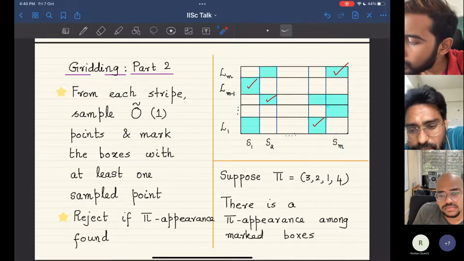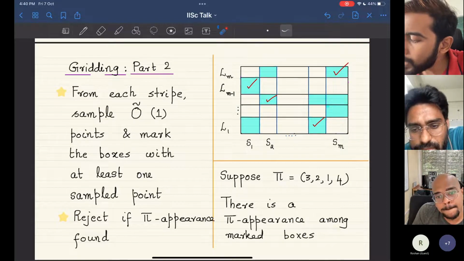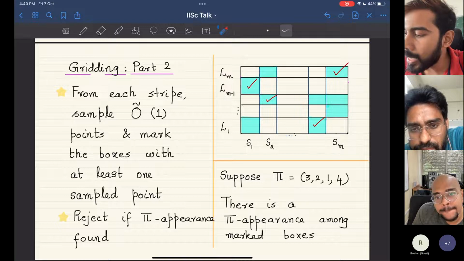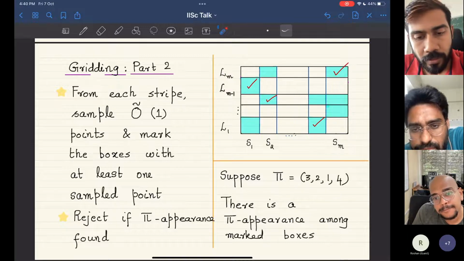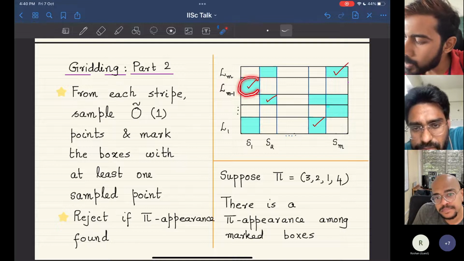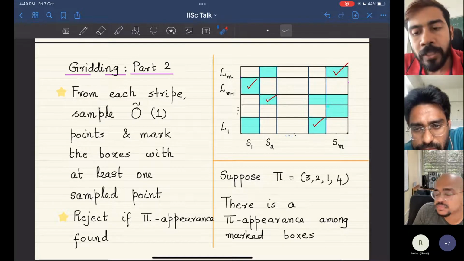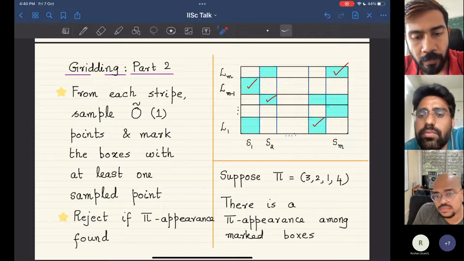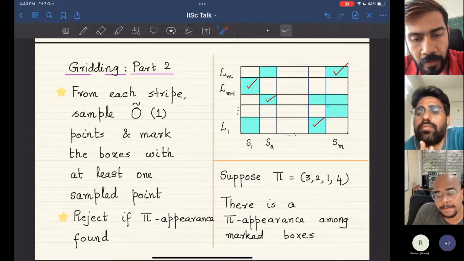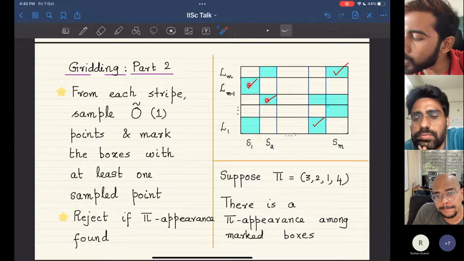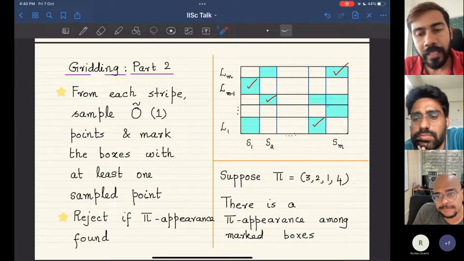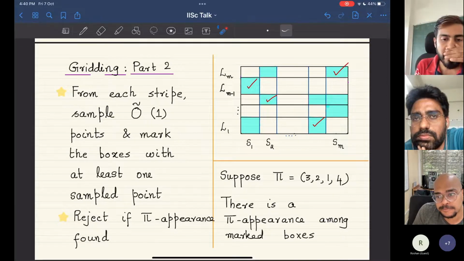My pattern is 3214. And suppose this is what I obtained after marking the boxes. Just by inspection, I can say that the array contains a 3214, because any point from this box combined with any point from this box, combined with any point from this box and any point from this box will form a 3214 appearance. So simply because these boxes happen to be marked, I can definitively say that there is a 3214 appearance.